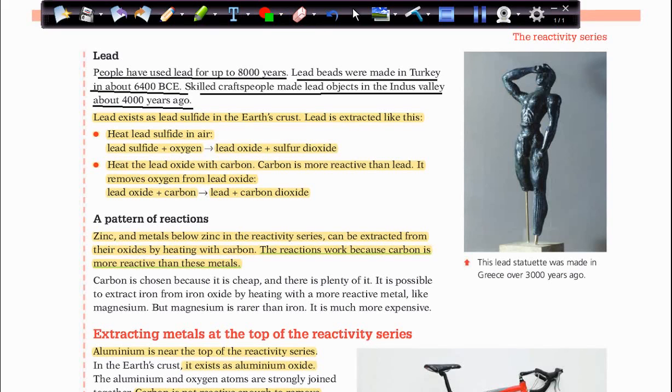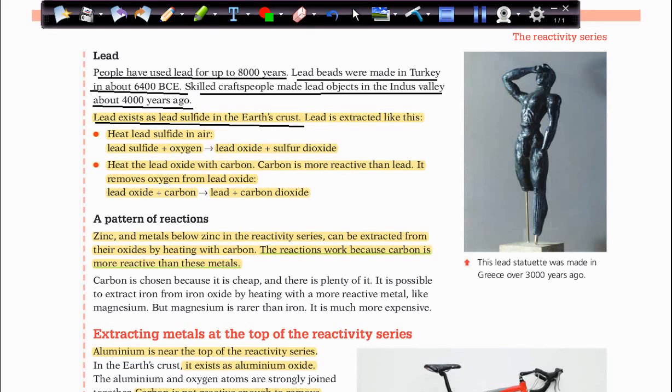And you have this picture on your right, of a statuette. This lead statuette was made in Greece over 3,000 years ago. So this is made of lead. Lead is also a vital metal, so that's why they were using it in very old days. Lead exists as lead sulfide in the Earth's crust.